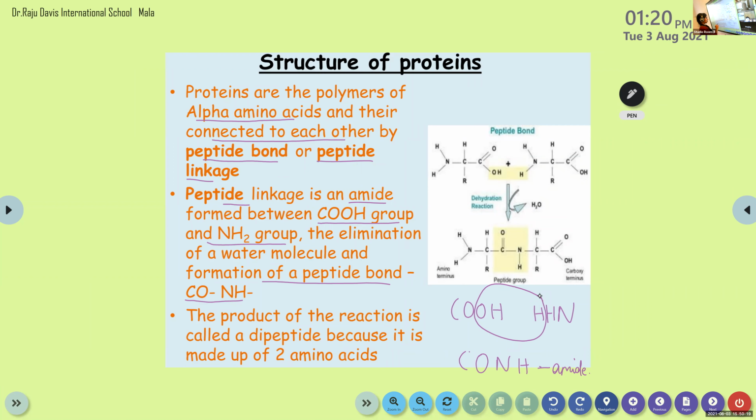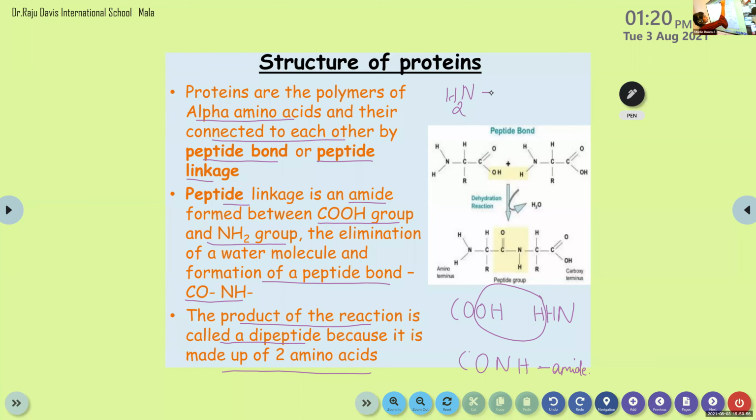Yes. Then the product of the reaction is called dipeptide, because two amino acids are joined together. It is known as dipeptide because it is made up of two amino acids. You can look at the example here. These are two amino acids, and from them an H2O molecule is removed. Can you draw on the diagram? We can't understand which one you're explaining. Okay. Just wait.